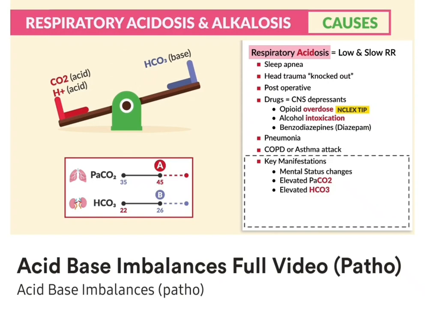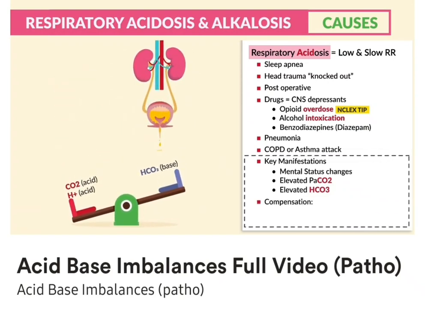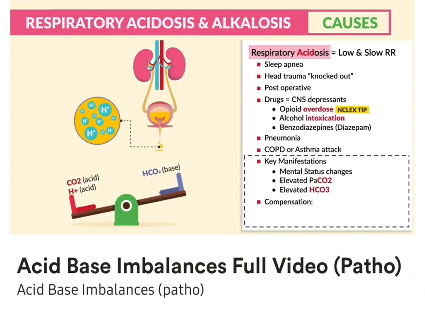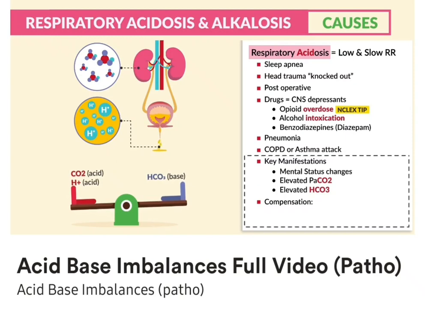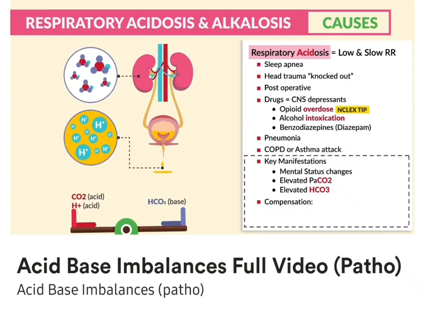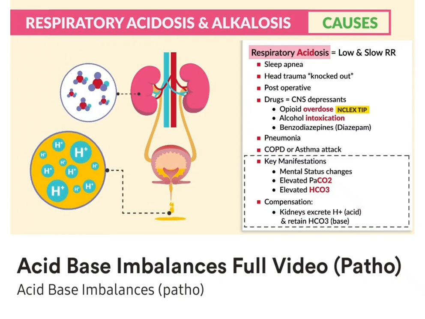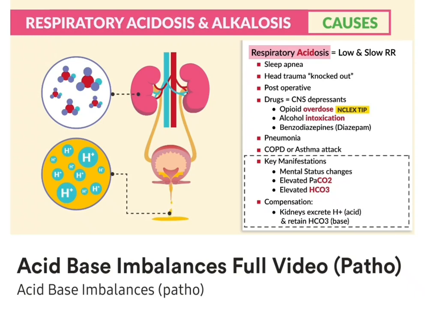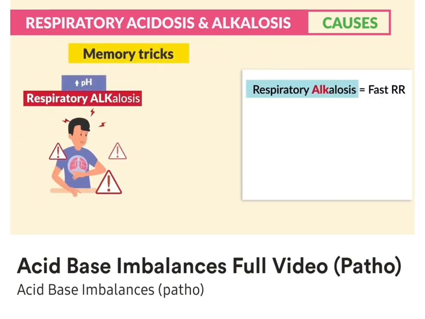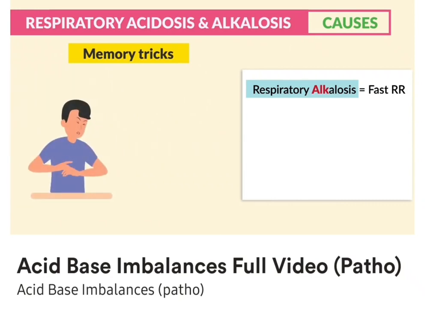Now speaking of balancing, or in other words compensation, the body will try and balance out all the acid overload by releasing acidic hydrogen ions and retaining HCO3 bicarb within the kidneys. So write this down. The kidneys excrete that hydrogen acid and retain that HCO3 base in order to compensate or basically balance itself out.